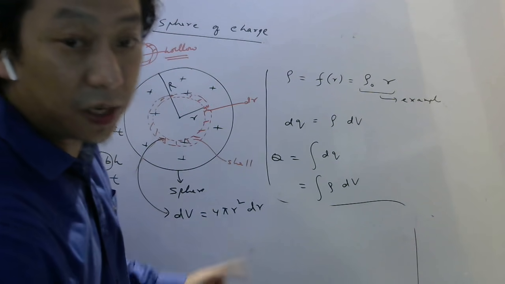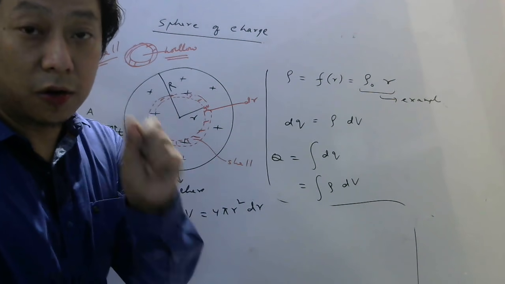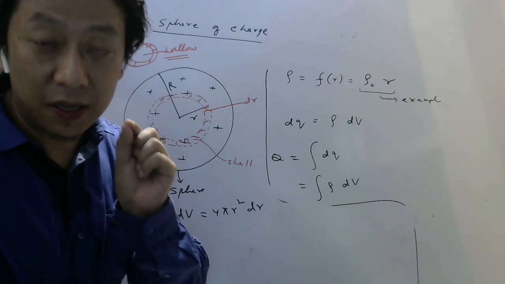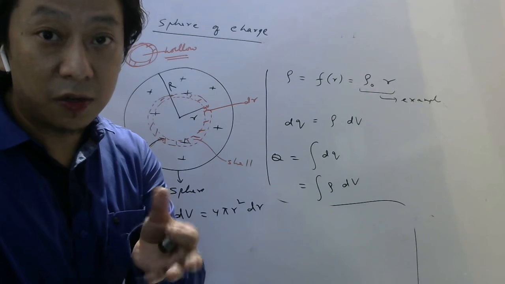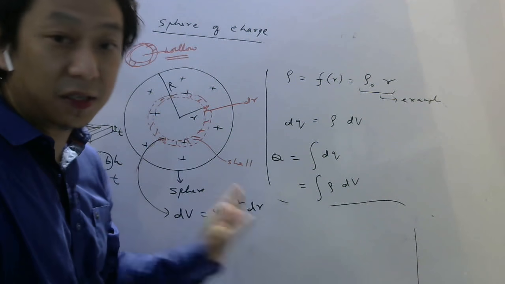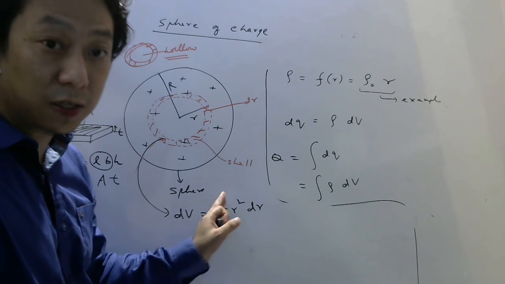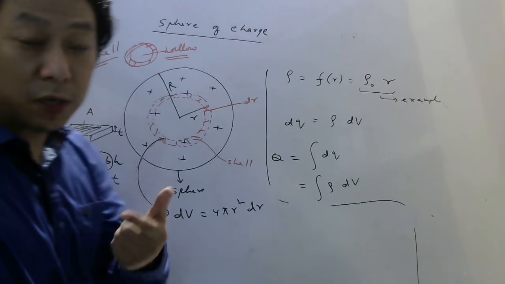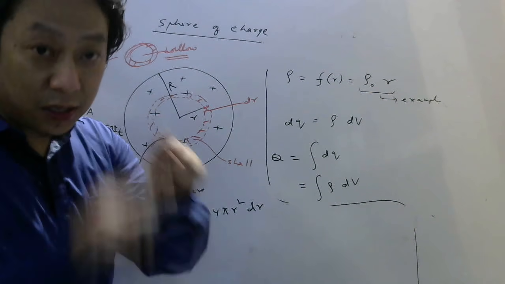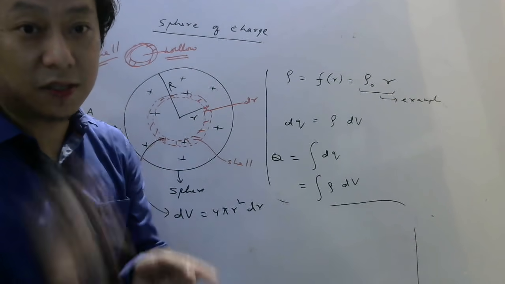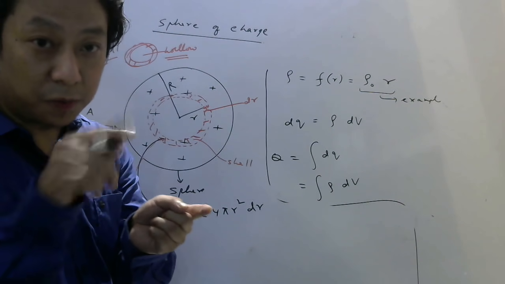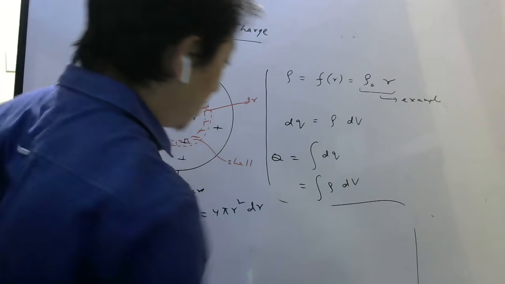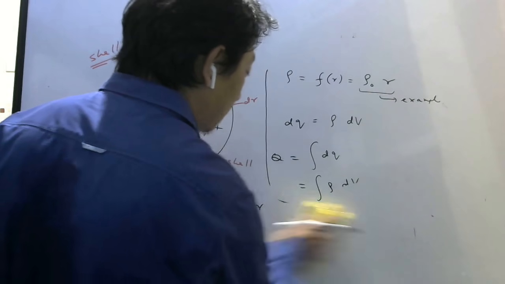So please memorize these two things. Area of a ring whose radius is r, thickness is dr, and volume of a shell whose radius is r, thickness is dr. So volume is 4 pi r square dr, meaning area into thickness. And what about a ring? How to find area? The circumference into thickness. Circumference was 2 pi r, thickness is dr. Okay. So now once you know this, it is very easy.